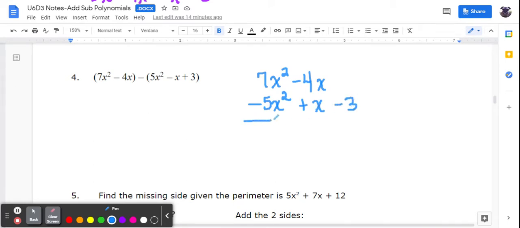And we can go ahead and combine like terms. So 7x squared minus 5x squared is 2x squared. -4x plus an x is -3x. And since we didn't have a constant to combine with this -3, we're just going to bring it down. And there's your answer.